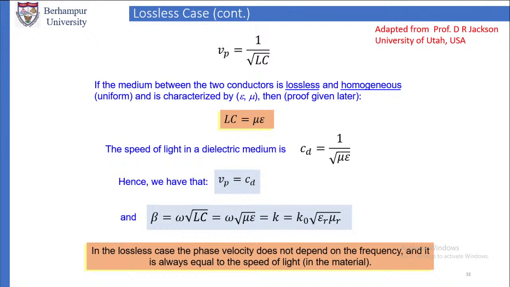Similarly, beta is equal to omega root over of LC, that is equal to omega root over of mu epsilon, that is k, which is equal to k0 into root over of mu r epsilon r. What is k0? k0 is equal to omega into root over of mu 0 epsilon 0. As you know, epsilon is equal to epsilon 0 epsilon r, and mu is equal to mu 0 into mu r. So omega root over of mu 0 epsilon 0 is called k0. k0 is the wave number in free space. So in the dielectric medium, it will be k0 into root over of epsilon r mu r.